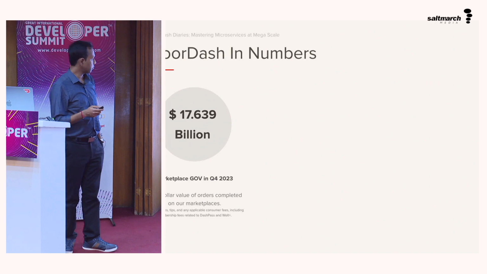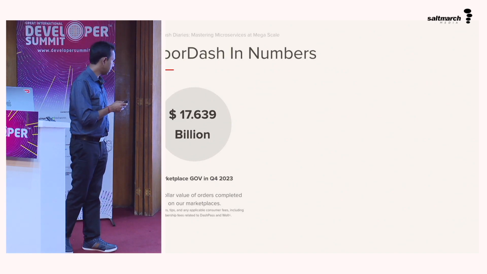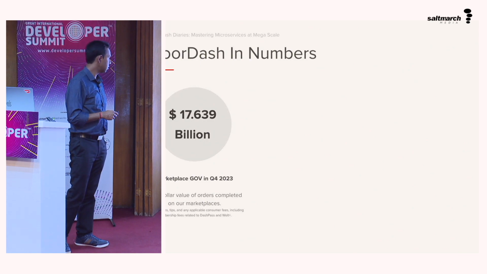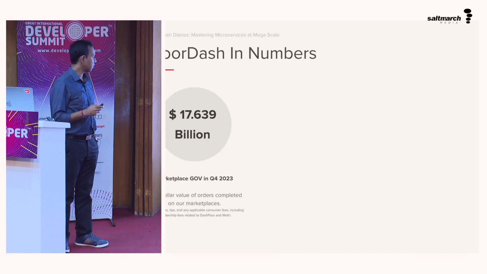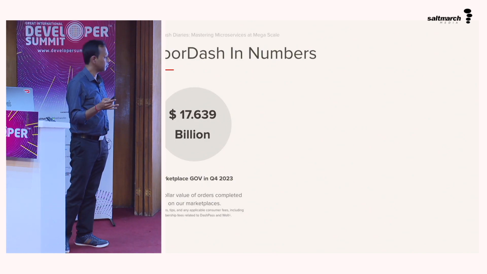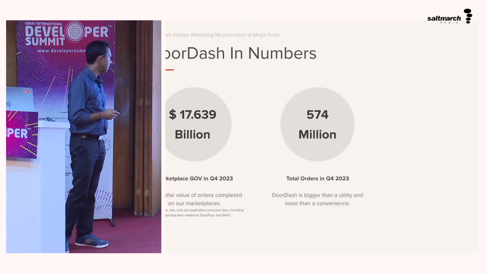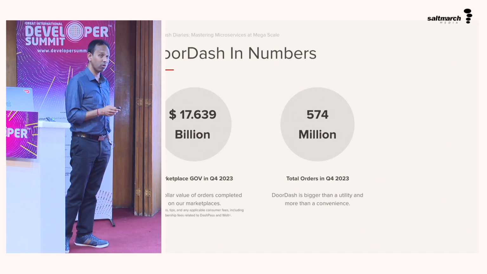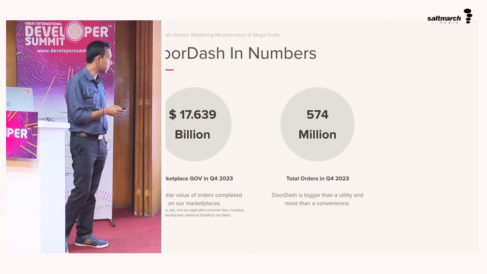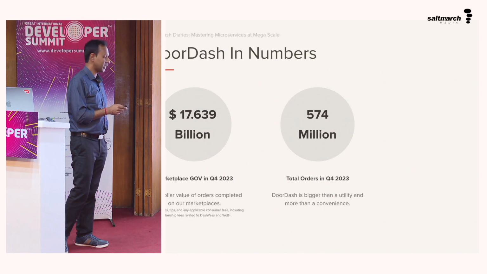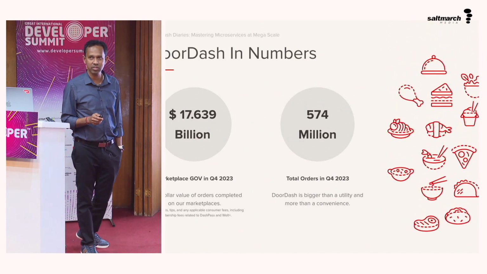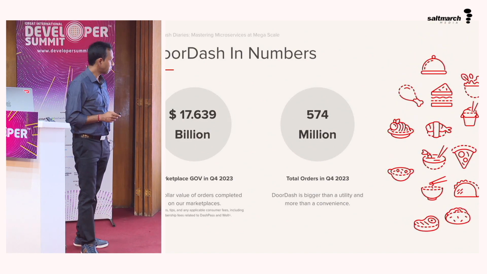If you look at the numbers, these are Q4 2023 numbers. The marketplace GOV, as it calls it, is around $17.6 billion. That translates to about 574 million orders. These are food and grocery deliveries that were done in one quarter alone. That's a lot of food and groceries being ordered.